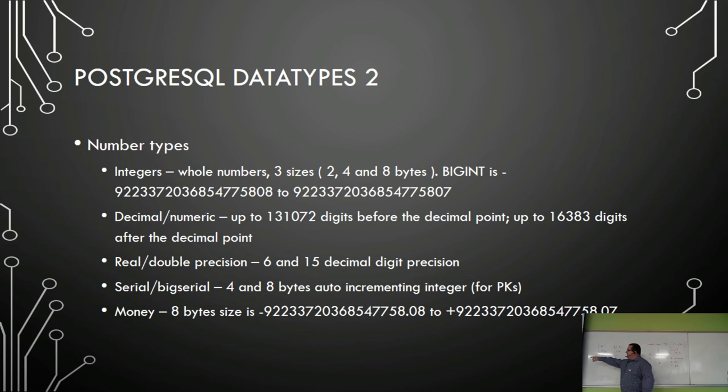I'm going to skip to money for a second. Money is basically an integer with the last two digits reserved for decimal places. The problem with money is that it only ever has two decimal places of precision.